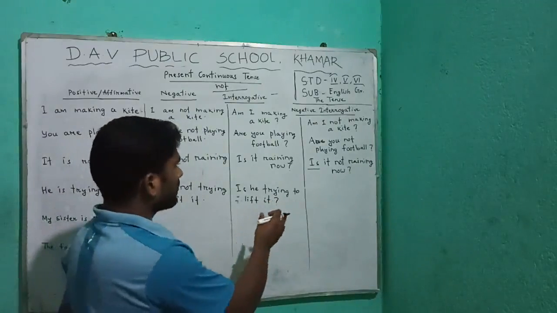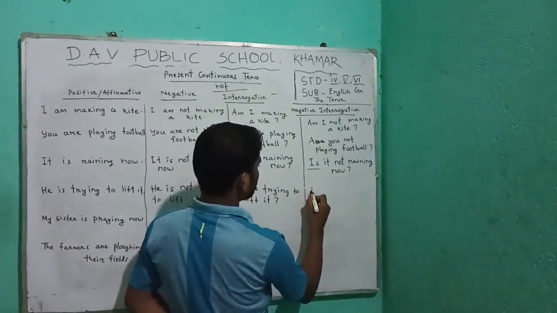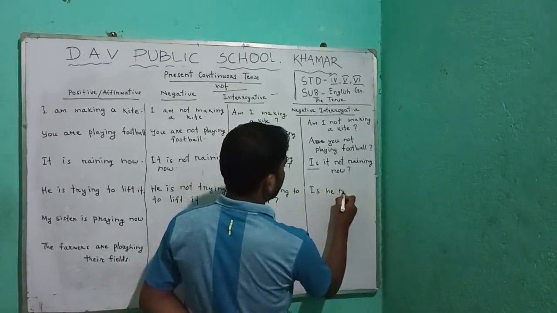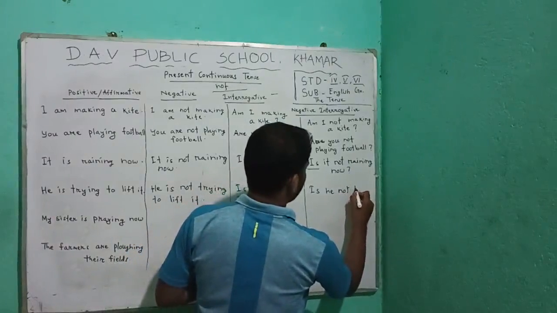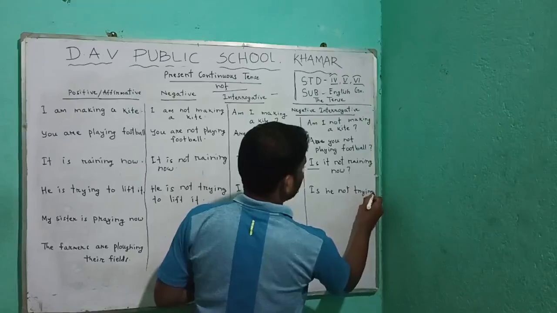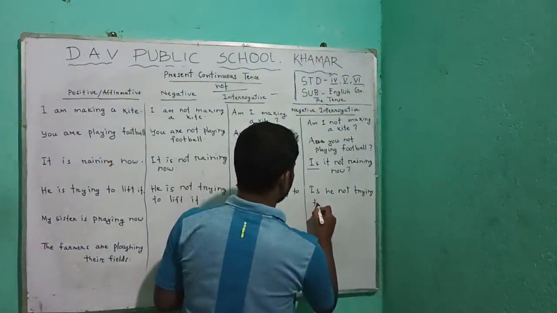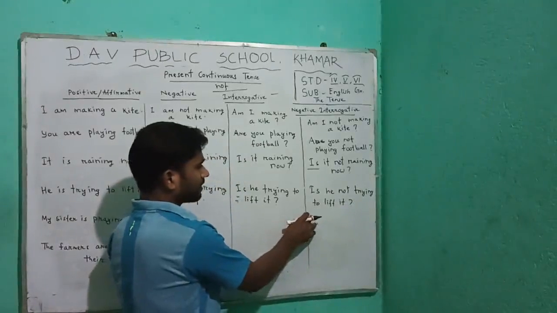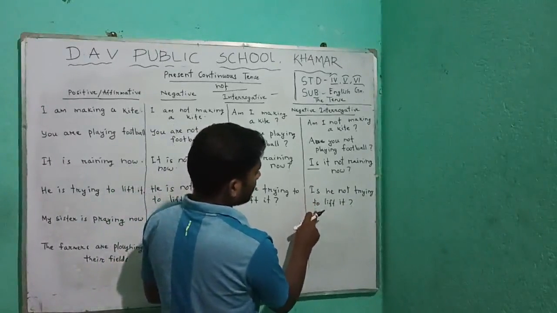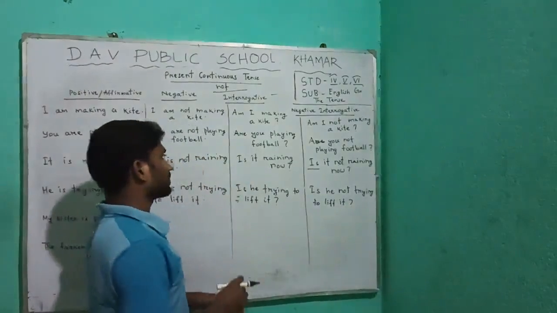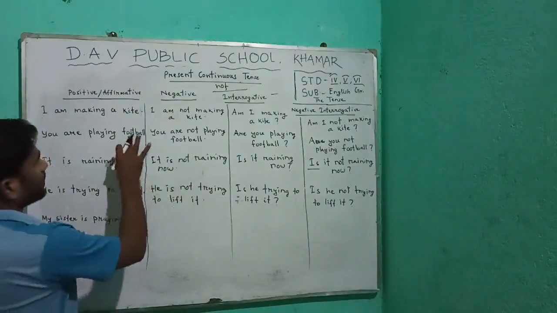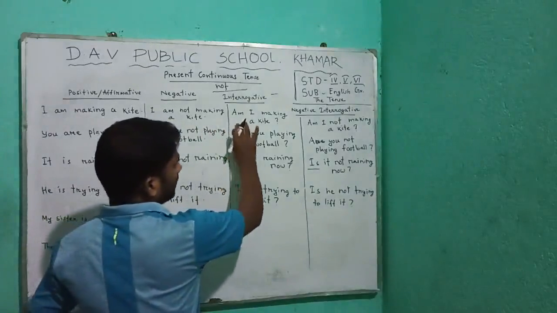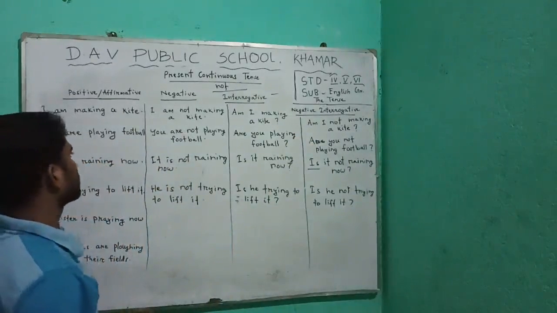Okay. Then the negative interrogative will be, is he not trying to lift it? Okay. So in the another way we can write, isn't. Okay. Isn't he trying to lift it? Okay. So in this way we can convert the present continuous tense sentences into negative, interrogative and negative interrogative sentences.